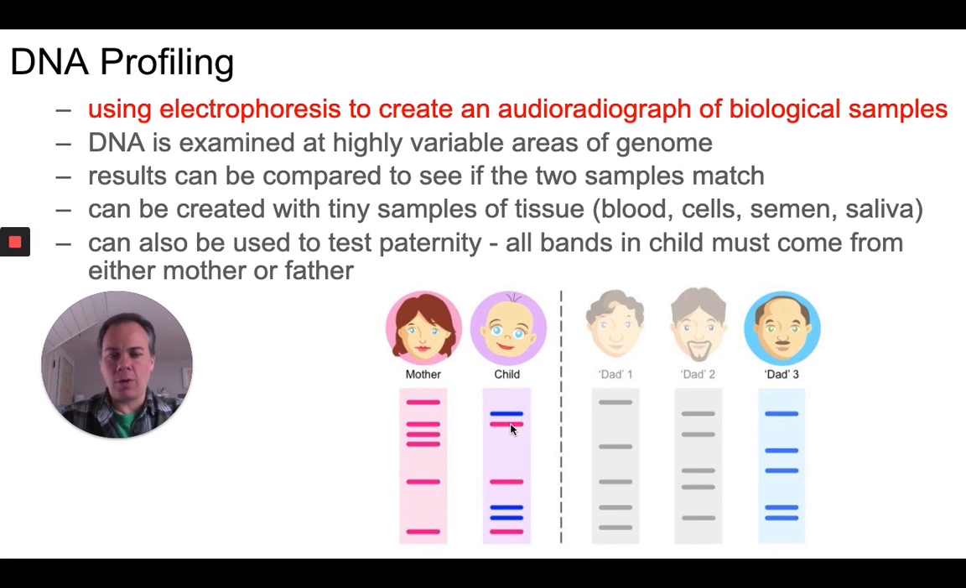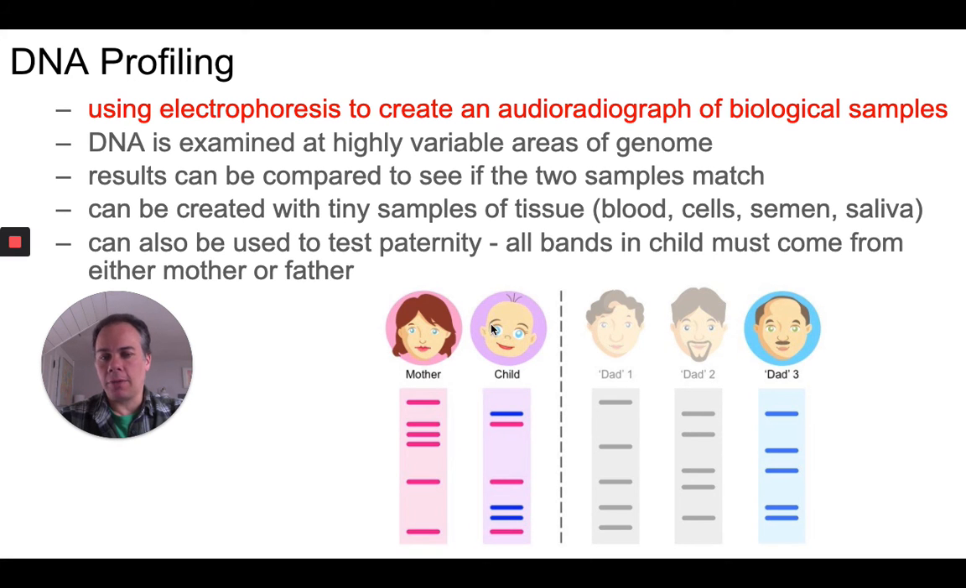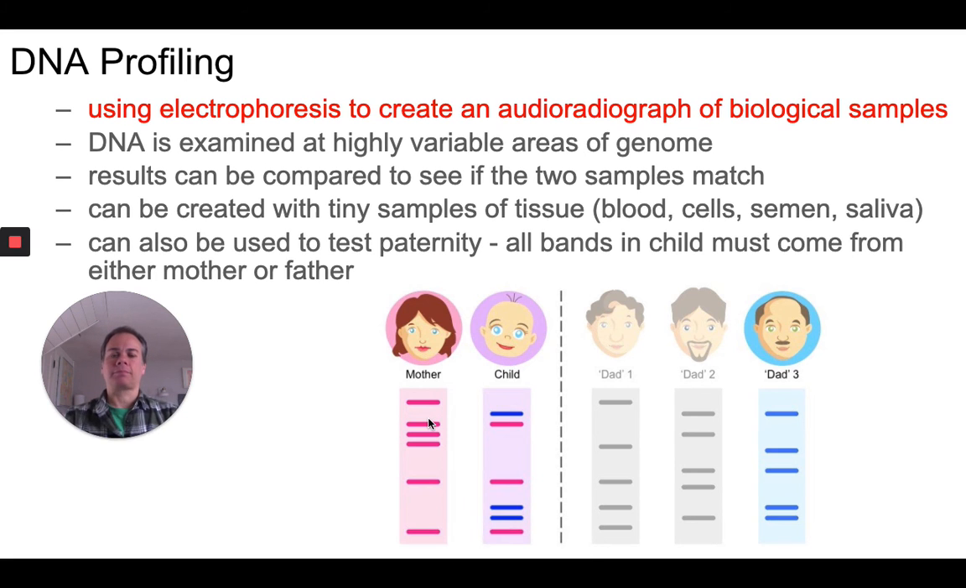Because every one of these bands that shows up in the child must be found in either the mother or the father. So when we look through the child's pattern of banding, well, this band probably came from the mother. This band probably came from the mother. This one did not, because the mother doesn't have a band right there. Same thing for these 2 down here. So these that don't match the mother must have come from the father.